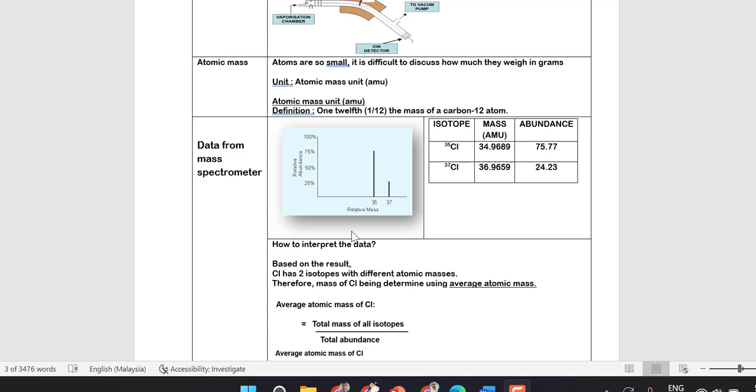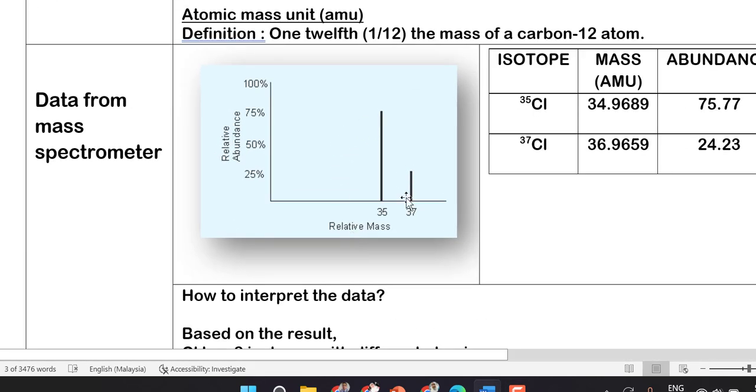Okay, so from the data, we know that chlorine has two different masses. Chlorine ada dua jenis mass yang berbeza, 35 and 37. So from 100% of chlorine, ada yang berat 35, ada yang berat 37. Chlorine with the mass of 35 AMU is 75. Chlorine with the mass of 37 is 25. So this is how you interpret the data.